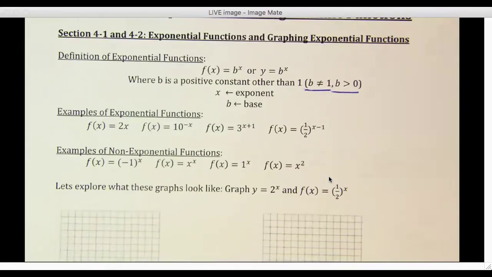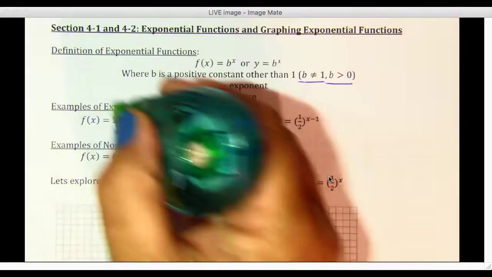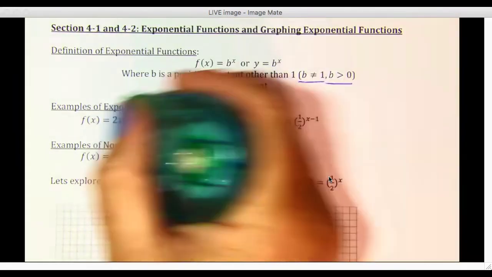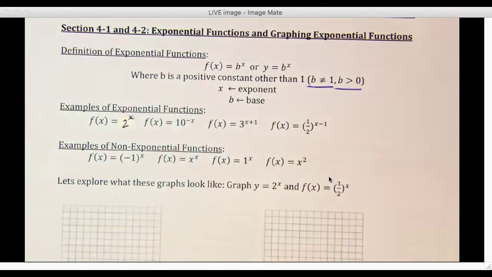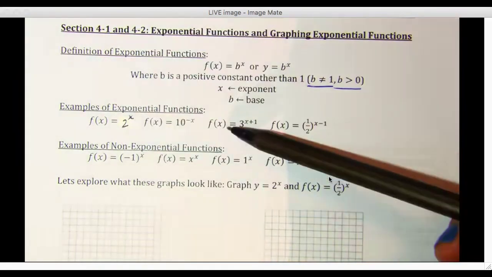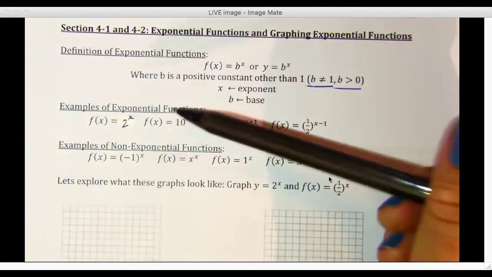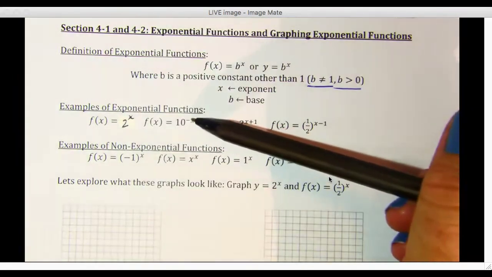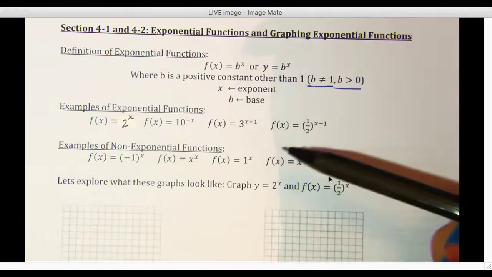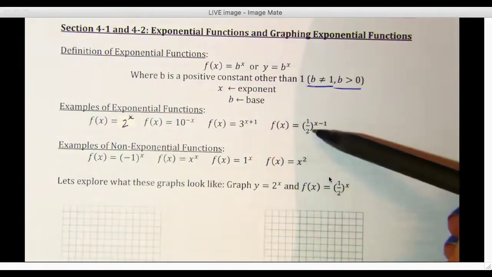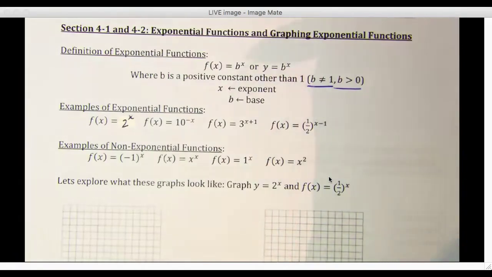And we have some examples down here of things that are and are not exponential functions. There is a typo here real quick, so I do need to fix this one here to be 2 to the power of x. And all of these are examples of exponential functions. I have 2 as my base and x in the exponent. Here I have 10 and then negative x in the exponent. Your exponent can be negative. 3 and then x plus 1, so we can have some shifts here. And I can have a base that is a fraction or a decimal, 1/2, as long as it's positive. And then x minus 1 is my exponent.